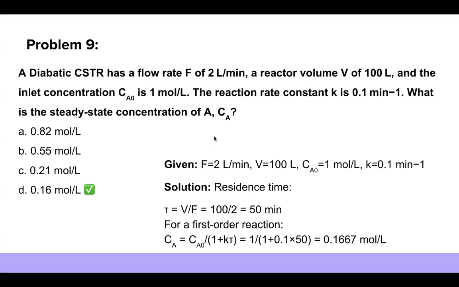So we already know this equation for a first order reaction, right? So you can understand from the reaction rate constant what the order of the reaction is. Now, if you have all the values given, first you need to find the residence time. And the residence time is nothing but the volume divided by the volumetric flow rate. So here, volume is 100 and volumetric rate is 2, so you will have 50 minutes as your residence time.